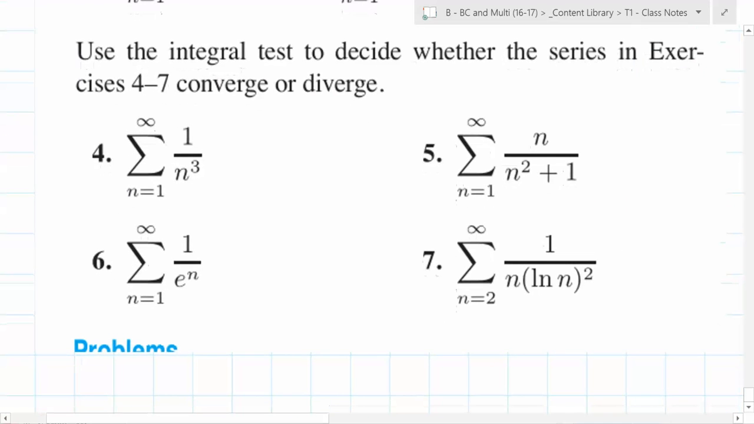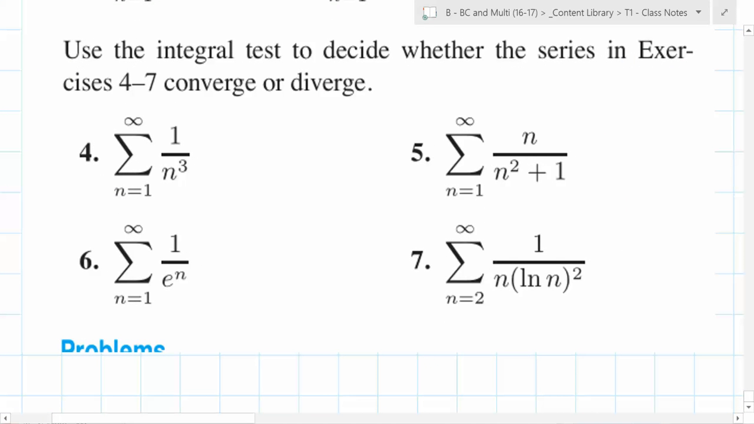Let's just go to the fun stuff. Find a piece of the board with somebody you're not sitting next to right now and work on these 4 problems.